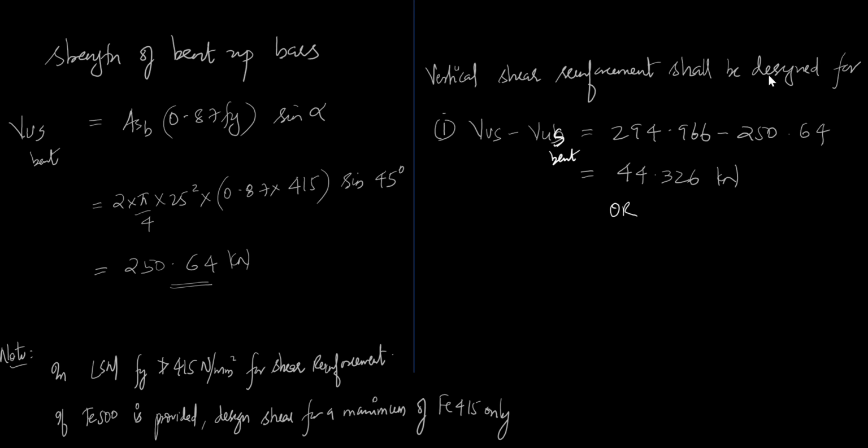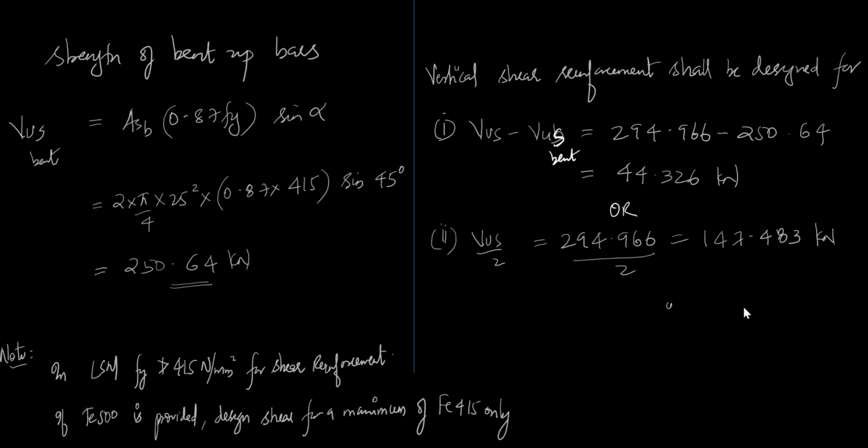The vertical shear reinforcement shall be designed for either VUS minus VUS bend, that is 294.966 minus 250.64, 44.326, or VUS by 2, that is 294.966 by 2, that is 147.483. We will design it for the larger of these two. That is, we will design a minimum of VUS by 2 for your main vertical reinforcement.